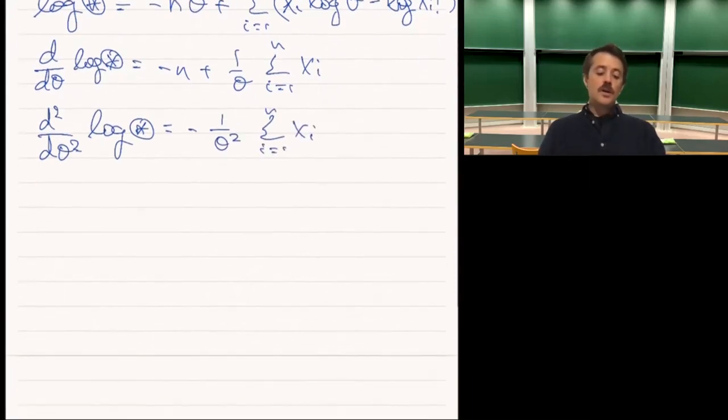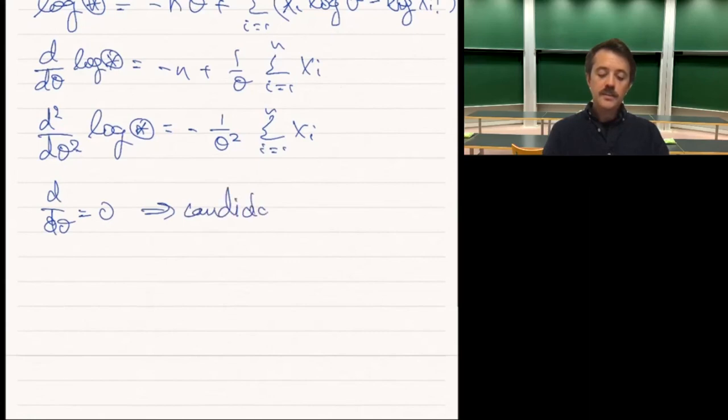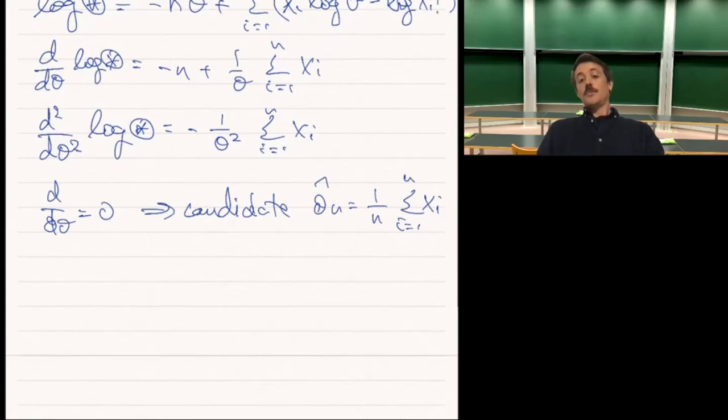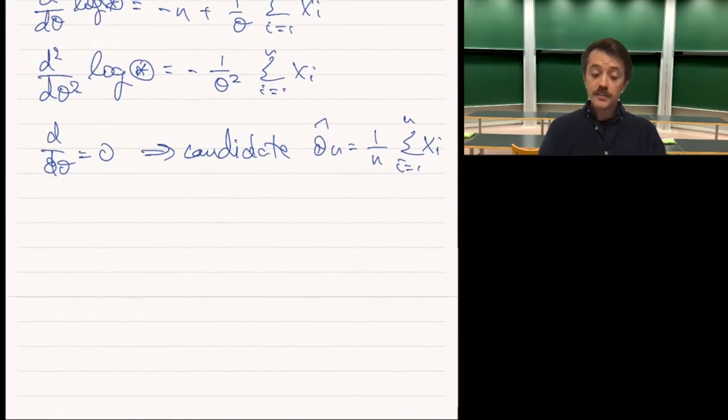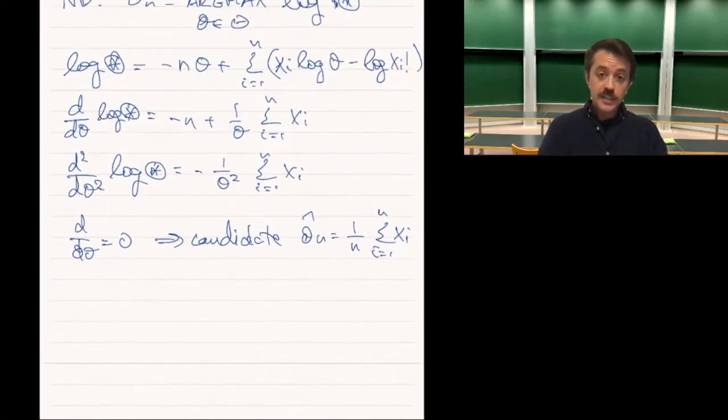Okay, so if we equate the first derivative to 0, then we get that a candidate is theta n hat equal to 1 over n and the sum of the observations. So that is the sample mean, basically. This is what's called the sample mean. Okay, but we need to check that this is a maximum, so we need to check that the second derivative is negative. Now, strictly negative.